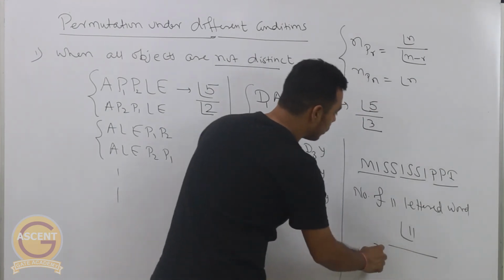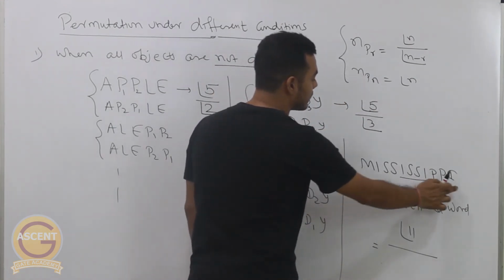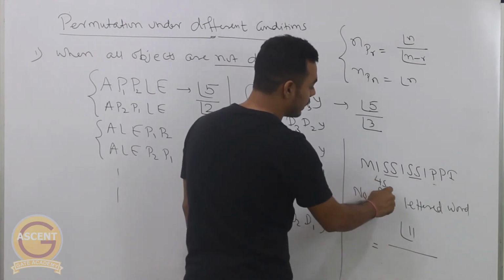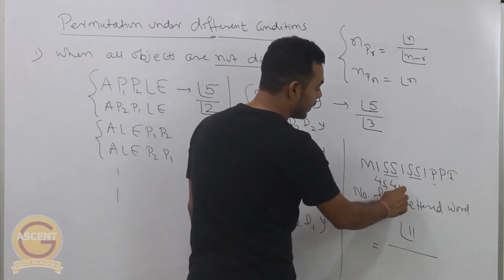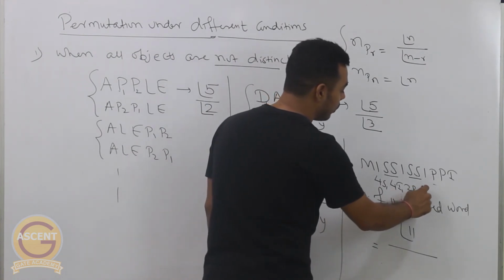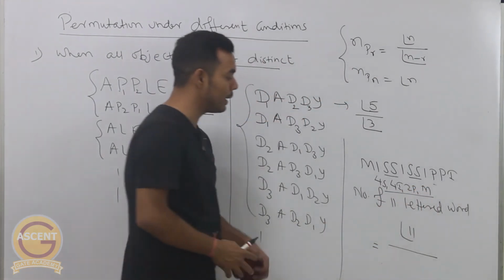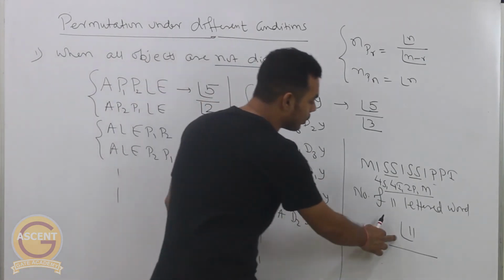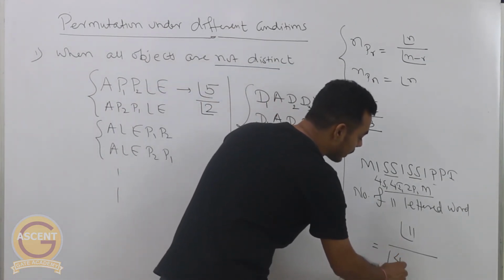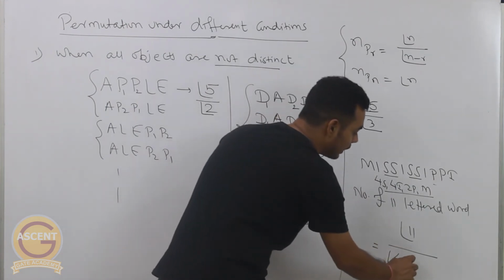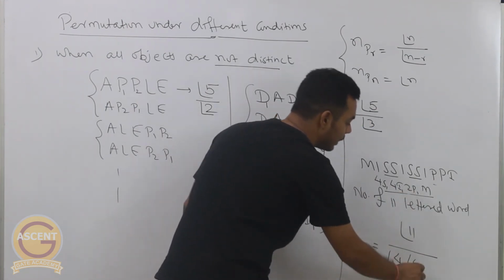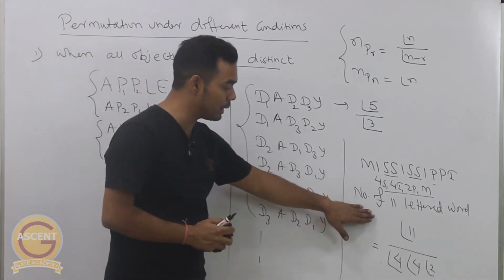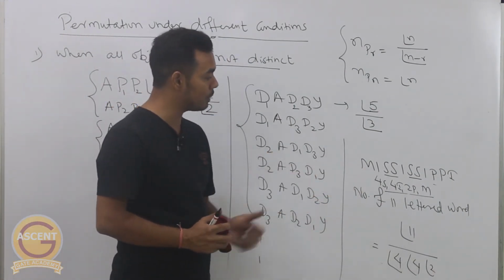divided by, now you can see that there are 4 identical S. You have 2 S here and 2 S here, so you have 4 identical S, then 4 identical I, 2 P and 1 M. These are the 11 letters that you have. So the number of 11 lettered words will be simply factorial 11 divided by factorial 4, then 4 identical I, so factorial 4, 2 identical P, so again factorial 2. So this will be the number of 11 lettered words that can be formed using the letters of the word Mississippi.